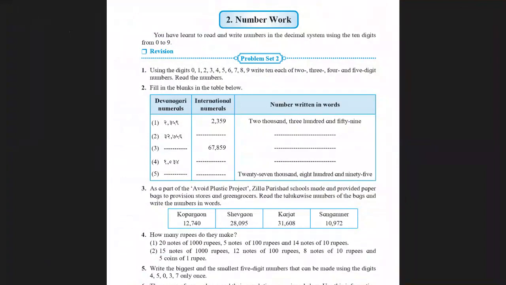Using the digits 0, 1, 2, 3, 4, 5, 6, 7, 8, 9, write 10 each of 2, 3, 4 and 5 digit numbers. Read the numbers. Now, what you're supposed to be doing is, you have digits from 0 to 9. You have to make 2-digit numbers, 3-digit numbers, 4 and 5-digit numbers. And how many you're supposed to make? 10 of all of these.